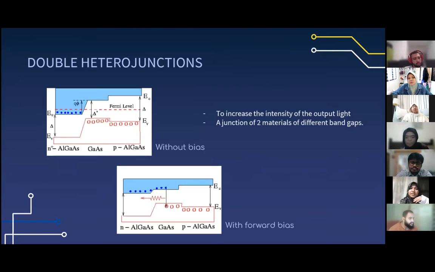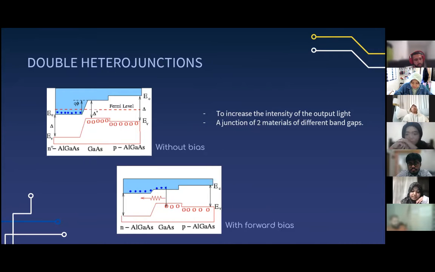Okay, next is double heterojunction. Double heterojunction is actually to increase the output light, and it is the junction of two different materials. Okay, without bias and with bias. It distinguishes between a heavily doped N-type and P-type. In the absence of a bias, the Fermi energy is uniform.